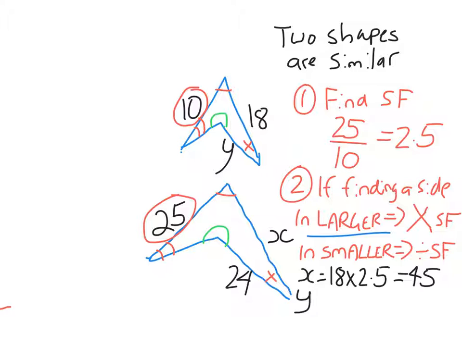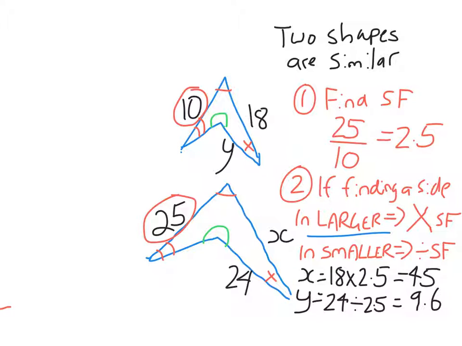Now I want to find what Y is. It's in the smaller shape, so I take the side in the larger shape, and I don't times, I divide by the scale factor. So that should be divided by 2.5 and should get 9.6. Okay, so it doesn't have to be a whole number. So length of X is 45, length of Y is 9.6. So I've used scale factors to find the lengths of unknown sides.